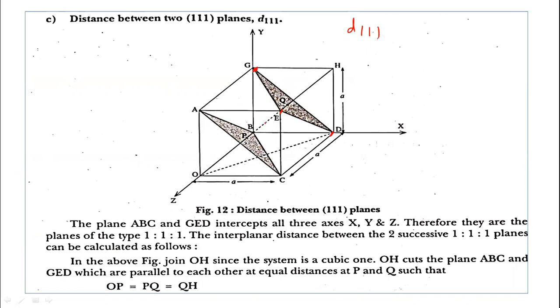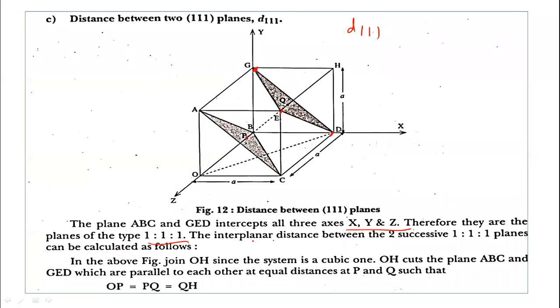Similarly, here you can see these two planes are parallel planes. Now we want to find out the distance between these two planes. Let us see how. The plane ABC and GED. This is ABC, and GED is another plane. They intercept all 3 axes, X, Y, Z. In the case of the 111 plane, it intercepts all 3 axes. Therefore, they are planes of the type 111. That's why we call them 111 planes.